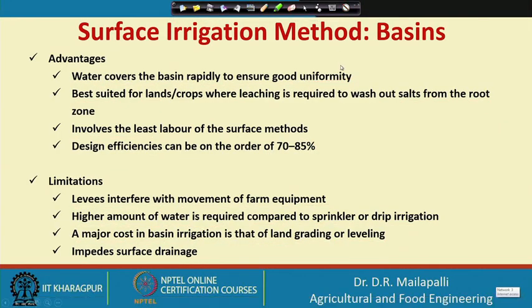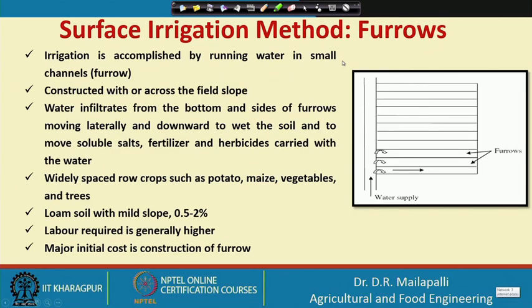And so, the next is the furrows. Furrows are basically partial flooding of the field, because in the case of border and basin irrigation, the whole border or basin is flooded, but in this case the particular piece of land is partially wetted by creating channels, that are called furrows. Here, irrigation is accomplished by running water in small channels or furrows.